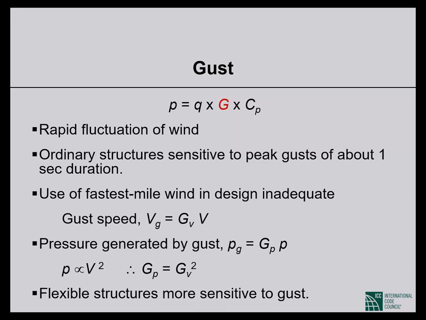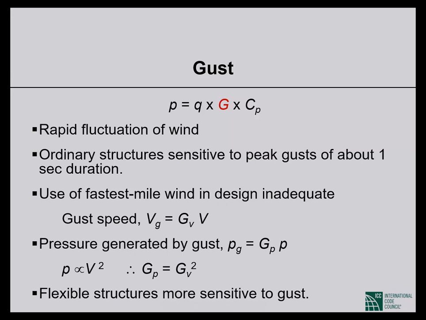When we say 3-second gust speed, the averaging time is 3 seconds. When we say fastest mile wind speed, the averaging time is the time it takes for a mile of wind to go through the measuring instrument called the anemometer. And that time was typically between 30 and 60 seconds. So we were using averaging times ranging between 30 and 60 seconds.